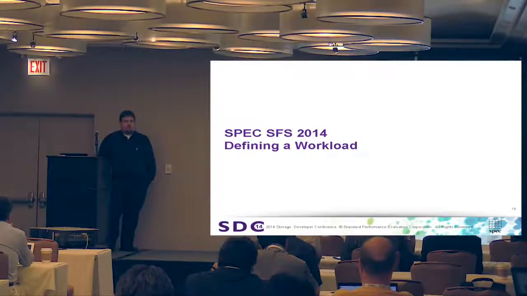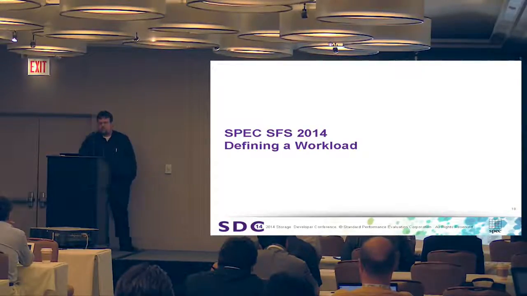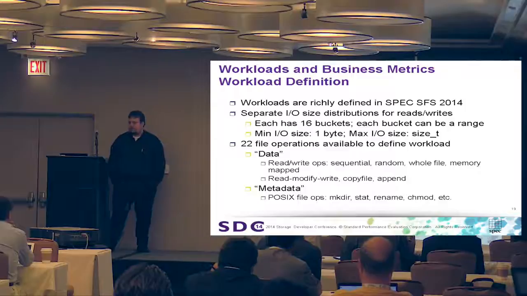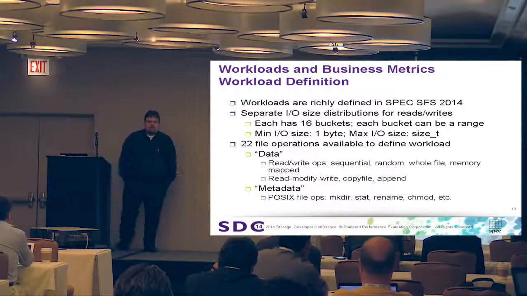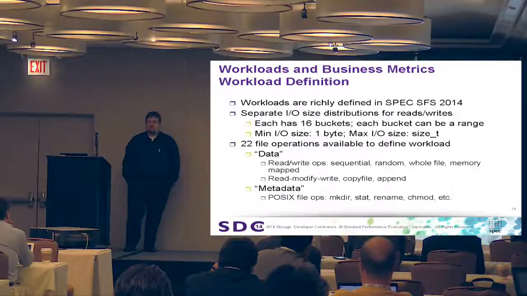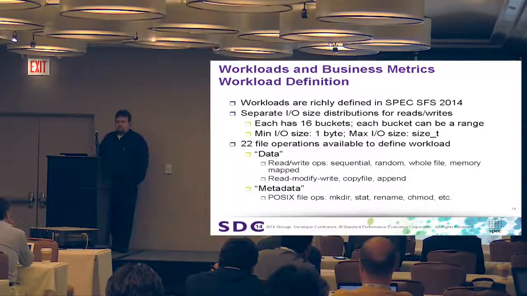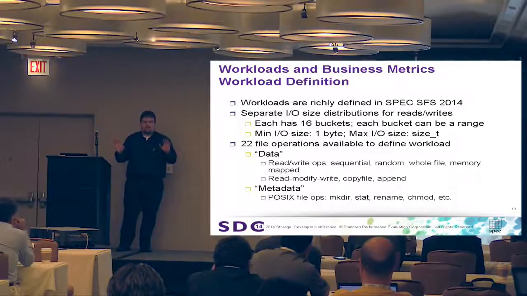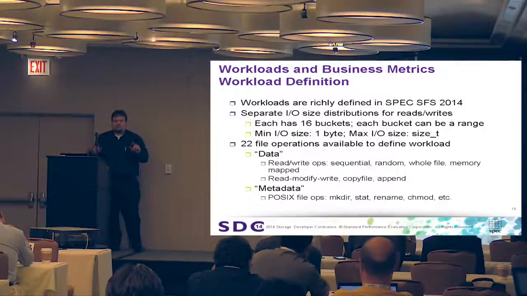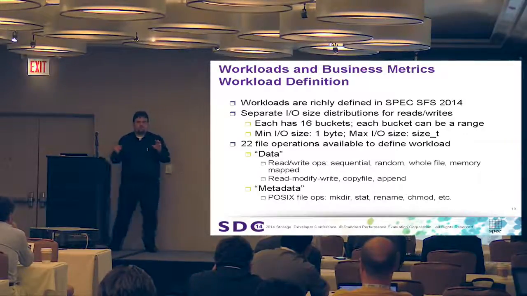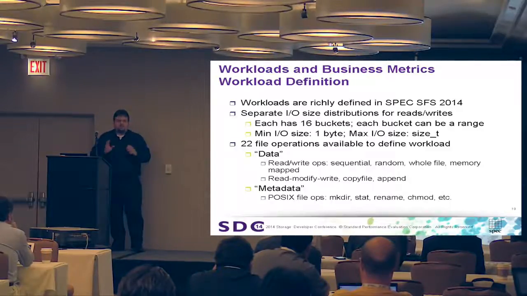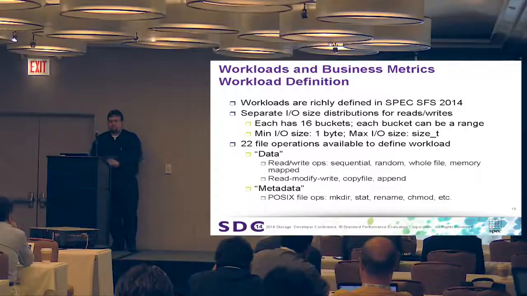So how do we define a workload in SPEC SFS 2014? As Spencer alluded to, it's more complex now. I'm saying that they're richly defined, which sounds really cool. What does that mean? We now have separate I/O size distributions for both reads and writes. So for your reads and your writes, each of them separately, there are 16 buckets for I/O size probabilities. Each of those buckets can be a range, and the distance between the two numbers in the range can be 0. So you could say, I just want 8K, so 8192 bytes to 8192 bytes.